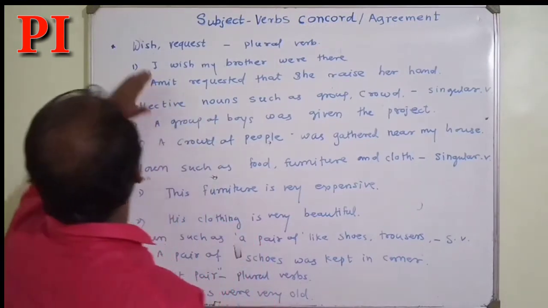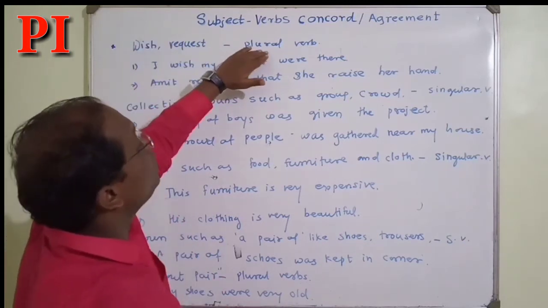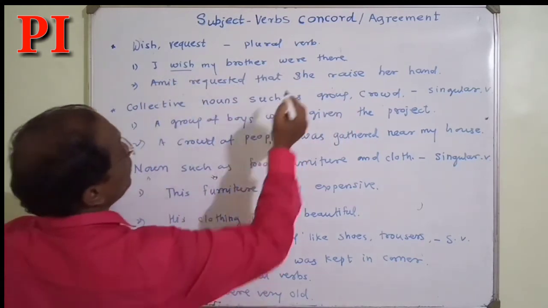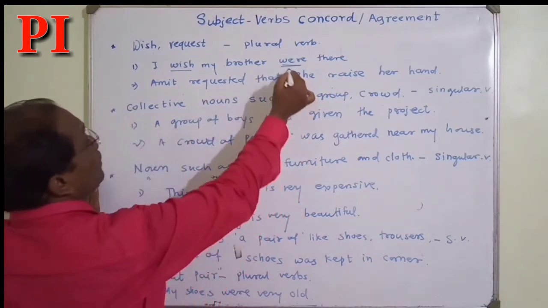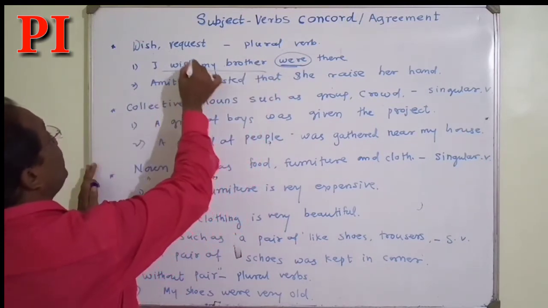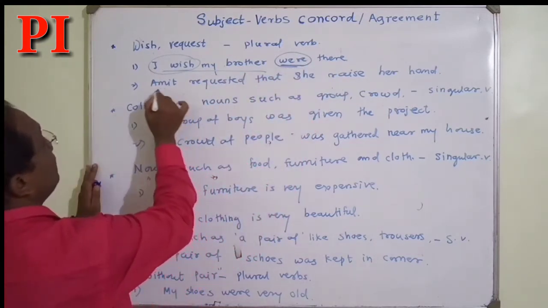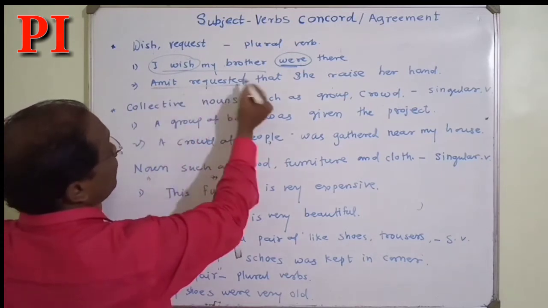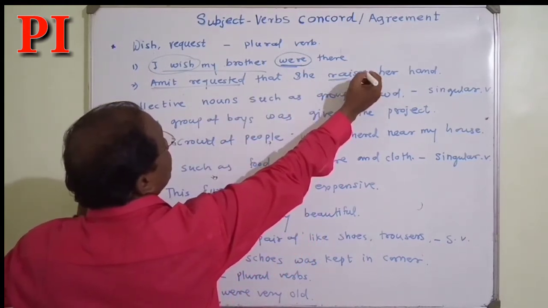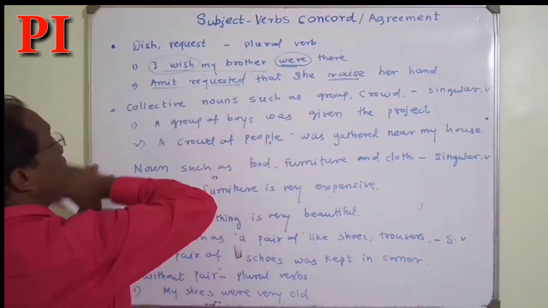Then the next rule: wish and request. When we wish or request something, at that time use a plural verb form. Example: "I wish my brother were there." Where is the plural verb form? "My brother" is singular here, but because I wish it, we say "my brother were there." Then another sentence: "Amit requested that she raise her hand." "She raised her hand." This is a singular verb according to the singular subject.